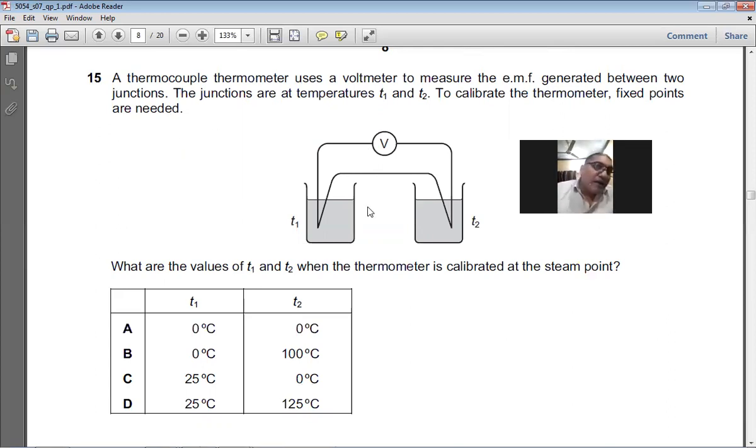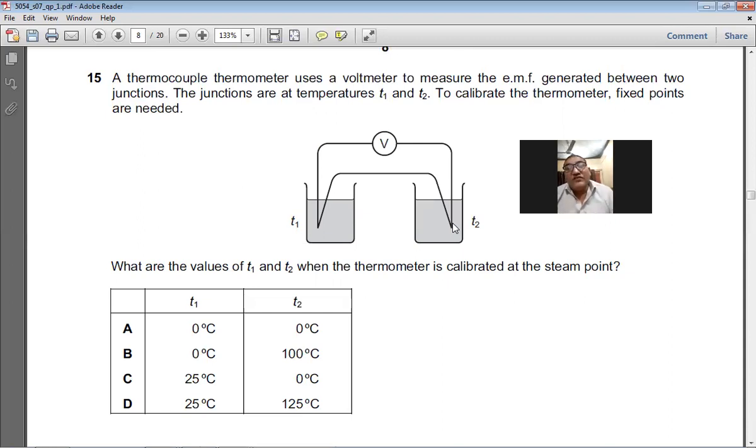You know, at the steam point, in the cold junction we will have the melting ice, and here you will have the steam. So one junction will be in the boiling water where the steam is produced, and the other junction will be in the ice. So T1 should be 0 and T2 should be 100.